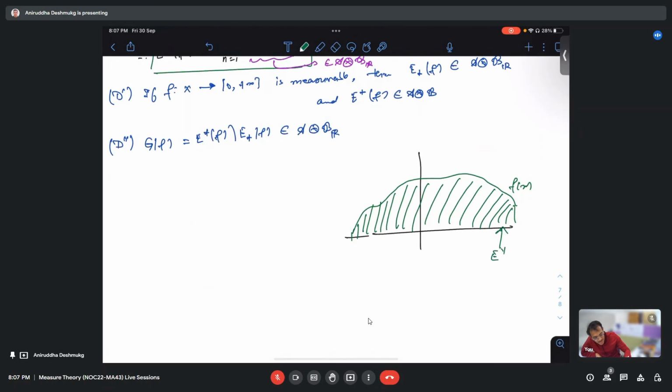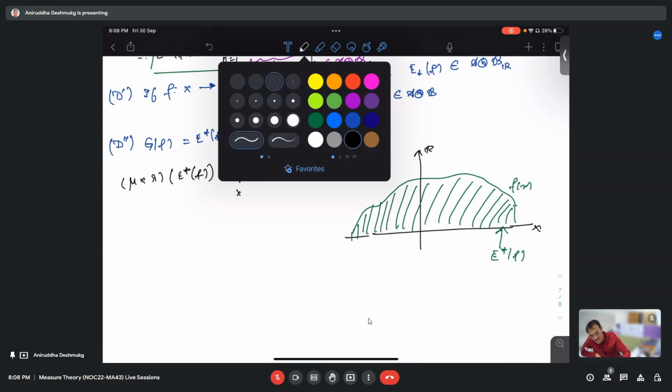this is our E upper star f. I know that it is a measurable set, so I can talk about its measure in the product sigma algebra. Now this is our x and this is our R. So I can talk about mu cross lambda of E upper star f. And assuming that x is a sigma finite measure space, R is already a sigma finite measure space, this must be equal to the integral over x of the measure of the x section of E upper star f, dx.